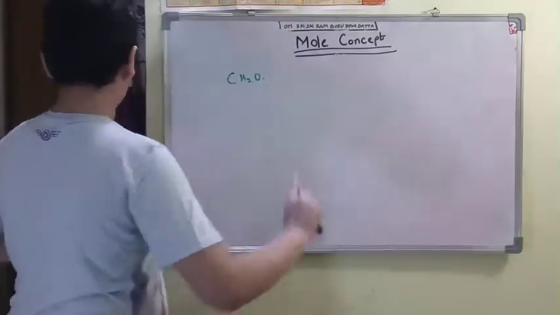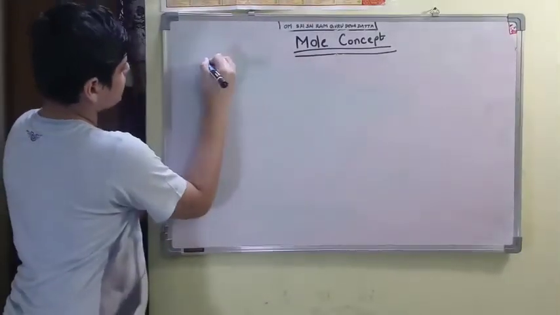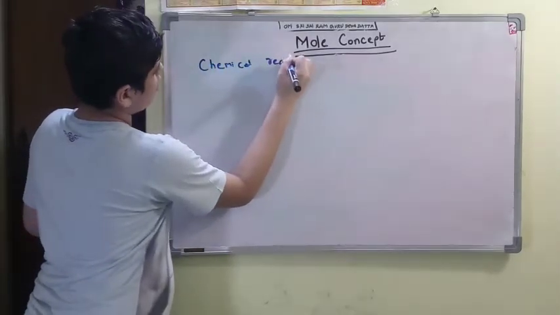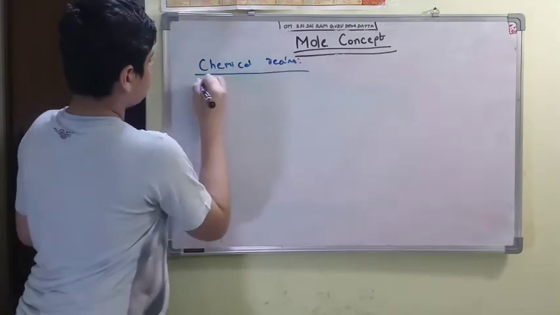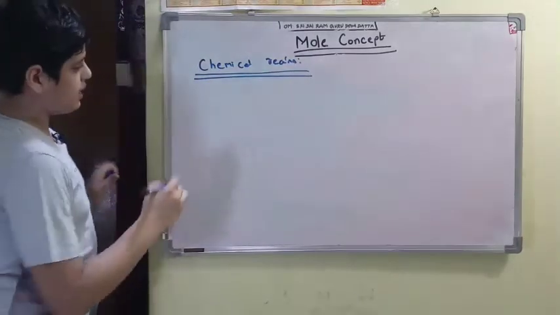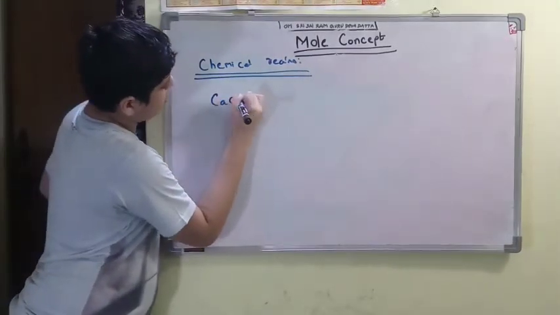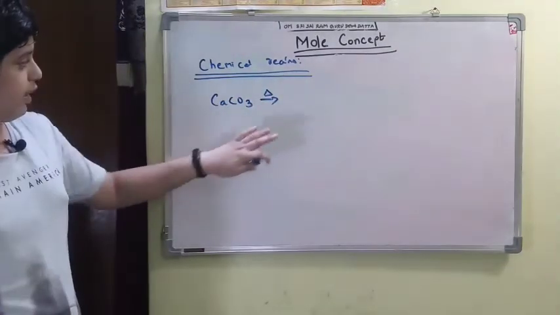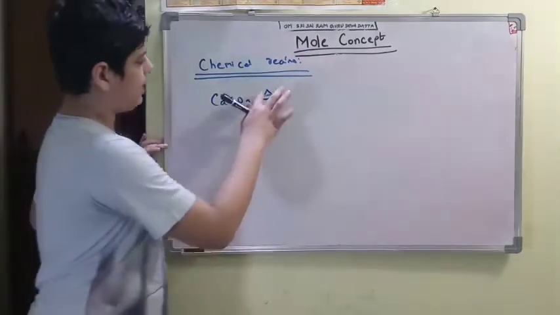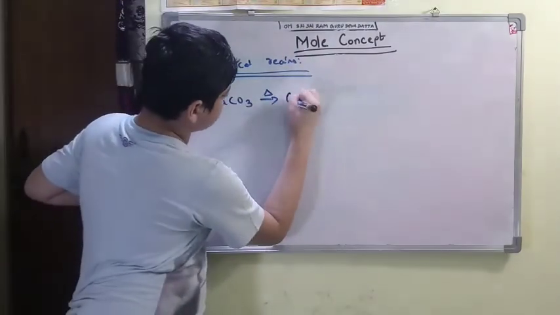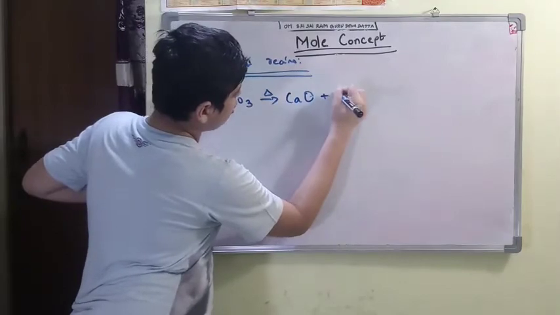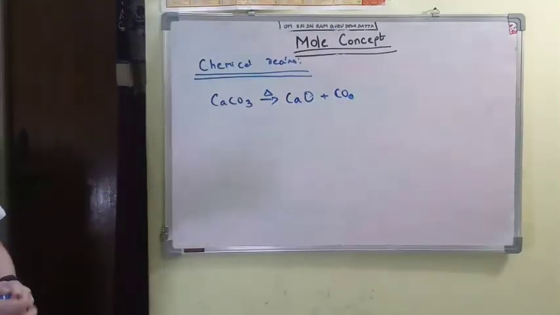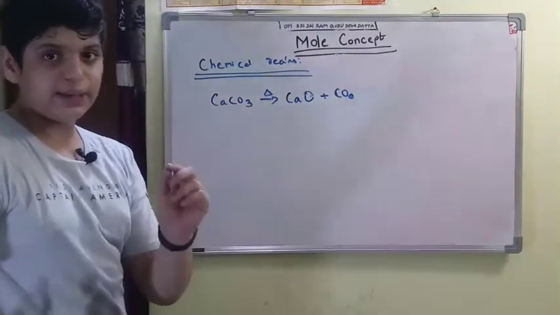Next, chemical reactions, like balancing chemical reactions. So what is a chemical reaction? Basically, I will give an example. CaCO3, when it is heated, and heating we represent with the symbol delta, gives CaO plus CO2, calcium oxide and carbon dioxide gas. So this is a balanced chemical reaction.